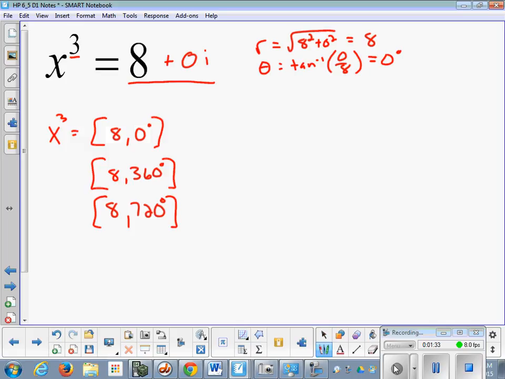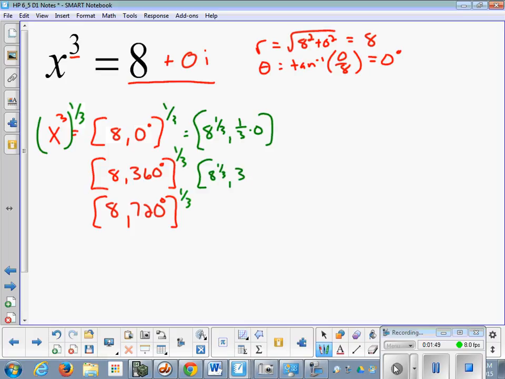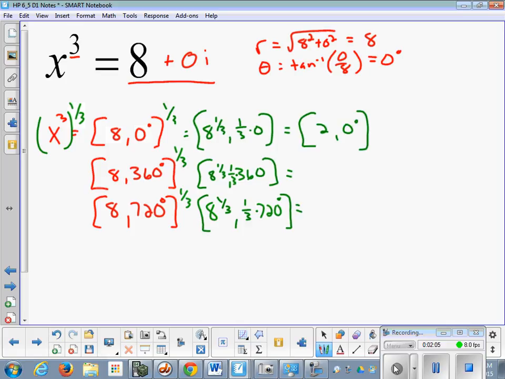Step number 2, apply de Moivre's theorem. So this is 8 to the 1/3, 1/3 times 0. This becomes 8 to the 1/3, 1/3 times 360. This is 8 to the 1/3, 1/3 times 720. This becomes 2, 0. This becomes 2, 120. This becomes 2, 240.